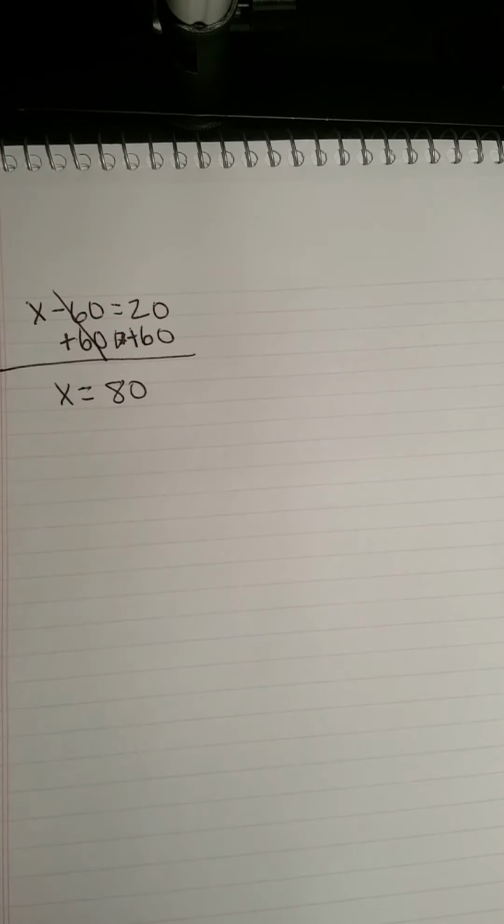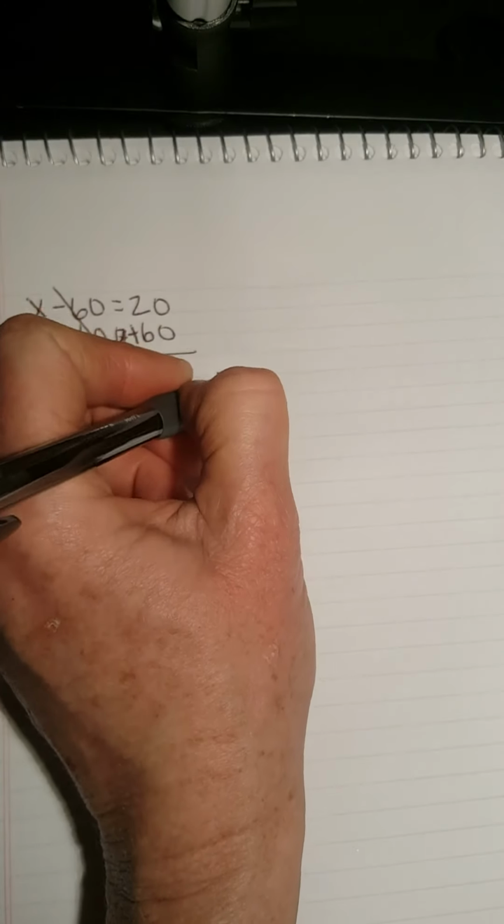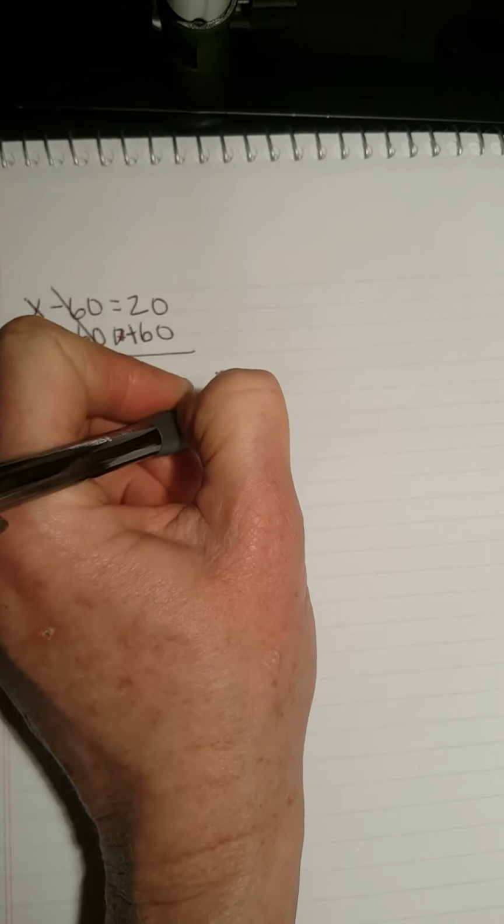Okay, so if I have x minus 60 equals 20, I add 60 to each side. I don't know why I put that there. That doesn't need to be there. Okay, add 60 to each side. That's what I meant to do. Okay, so these cancel. I have x is equal to 20 plus 60, which is 80. Okay, and 20 plus 60, I can add them over here on the side for you.